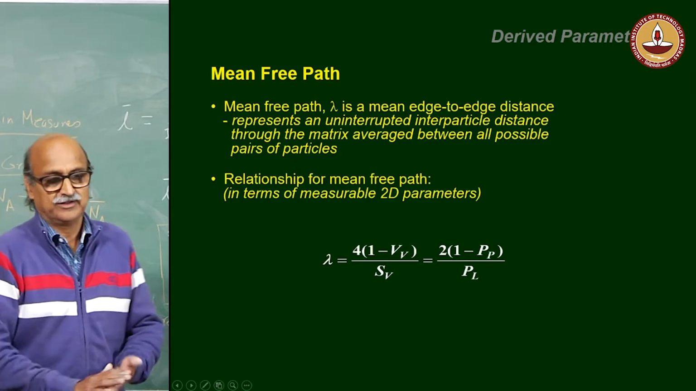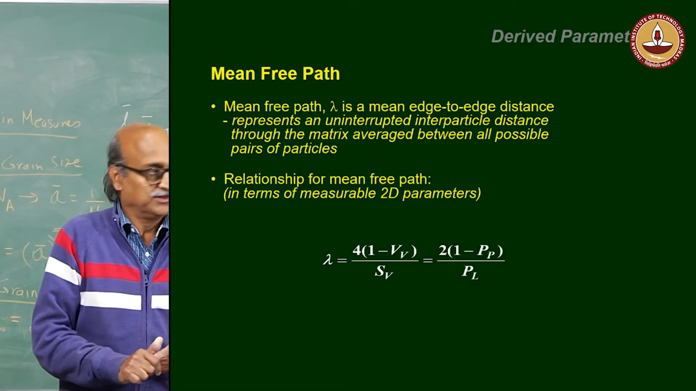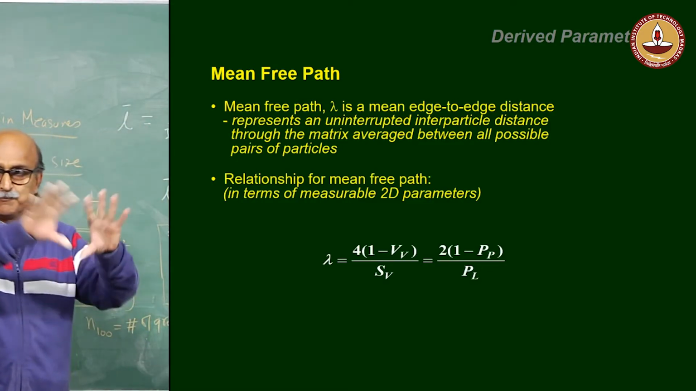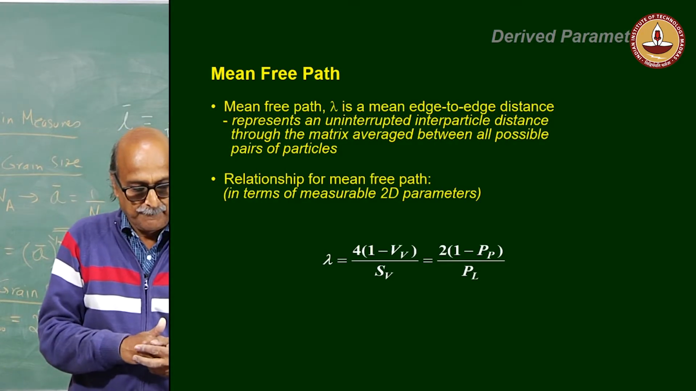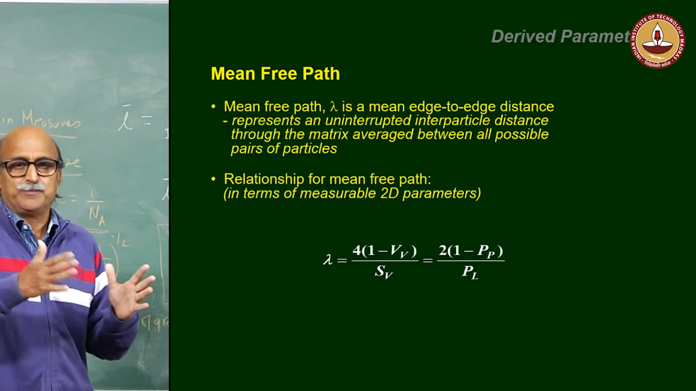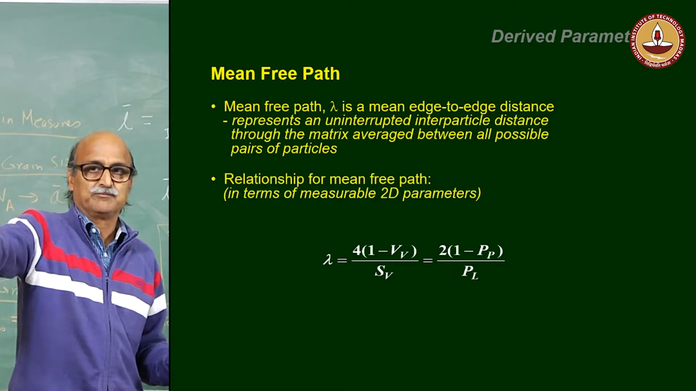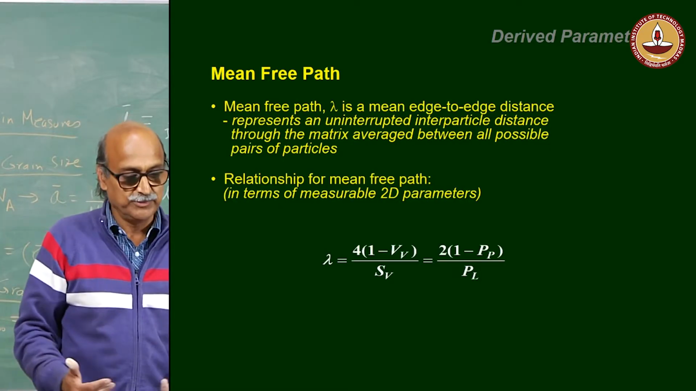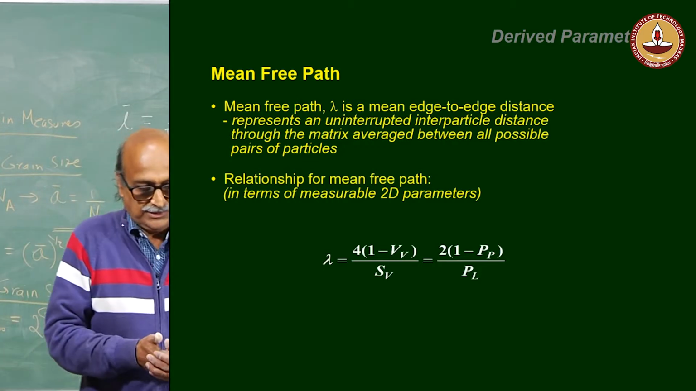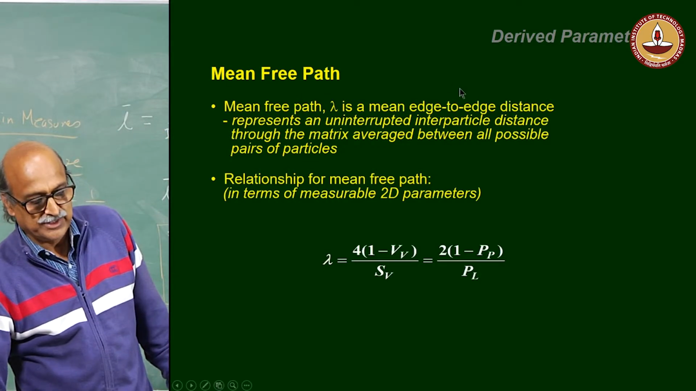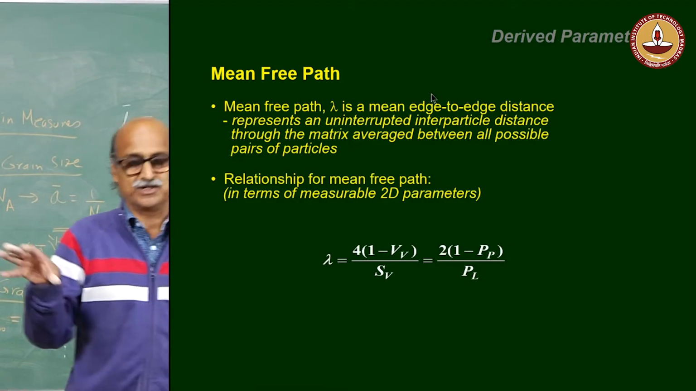One final derived parameter that I will just mention is the mean free path. If you have particles, precipitates let us say, dispersed in a matrix, the mean free path kind of represents dislocation movement from one particle to another particle where it is hindered. So, mean free path becomes important from that point of view. It represents an uninterrupted interparticle distance through the matrix averaged over all possible pairs of particles.